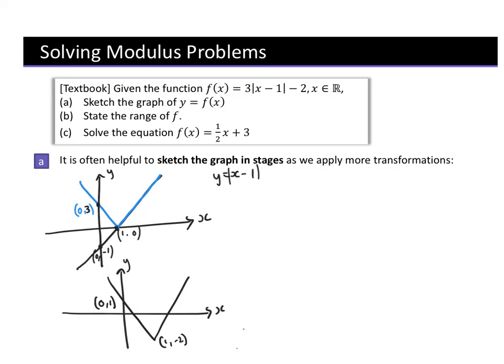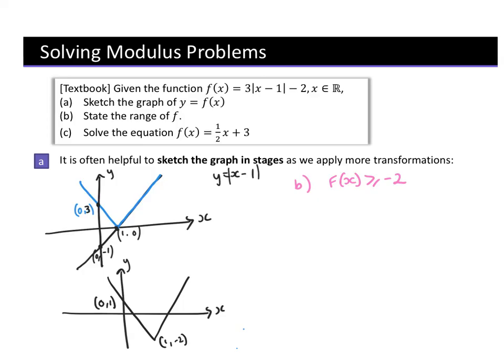Part B then says, state the range of f. Now the range of f is the possible outputs, so it's the y-coordinates. We can see the minimum y-coordinate is minus 2. So that means our function f of x has to be greater than or equal to negative 2.